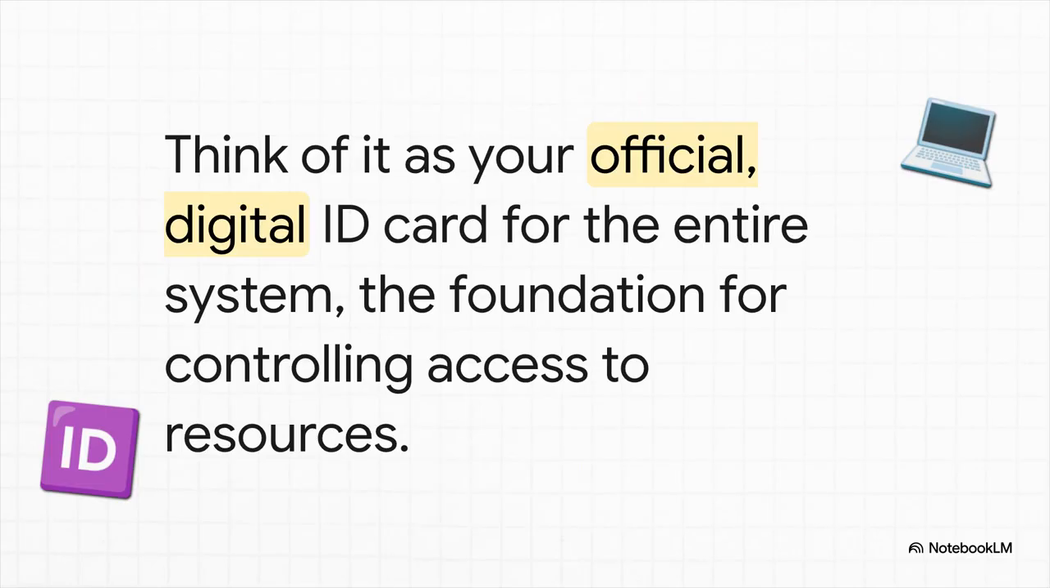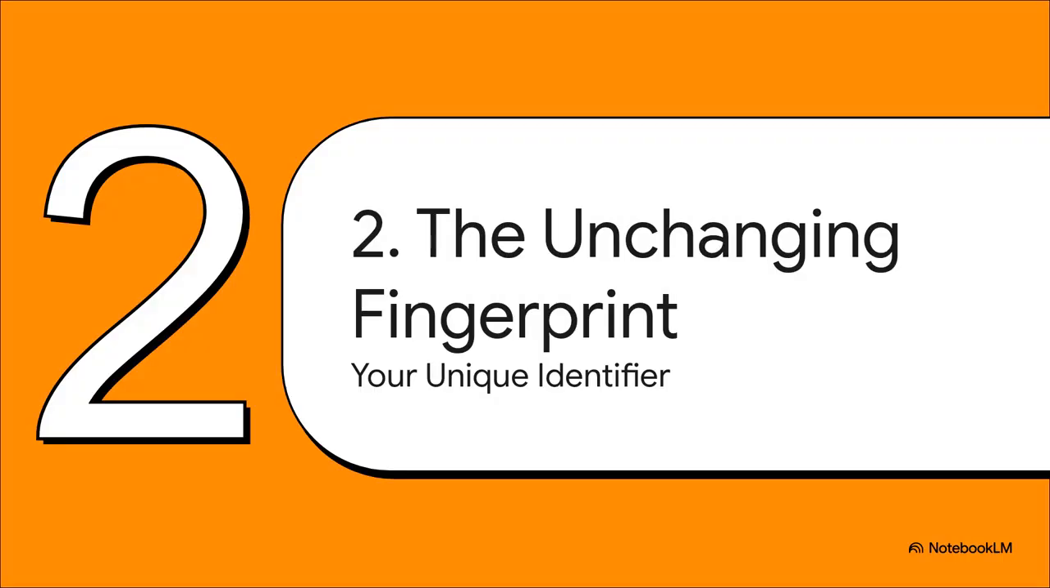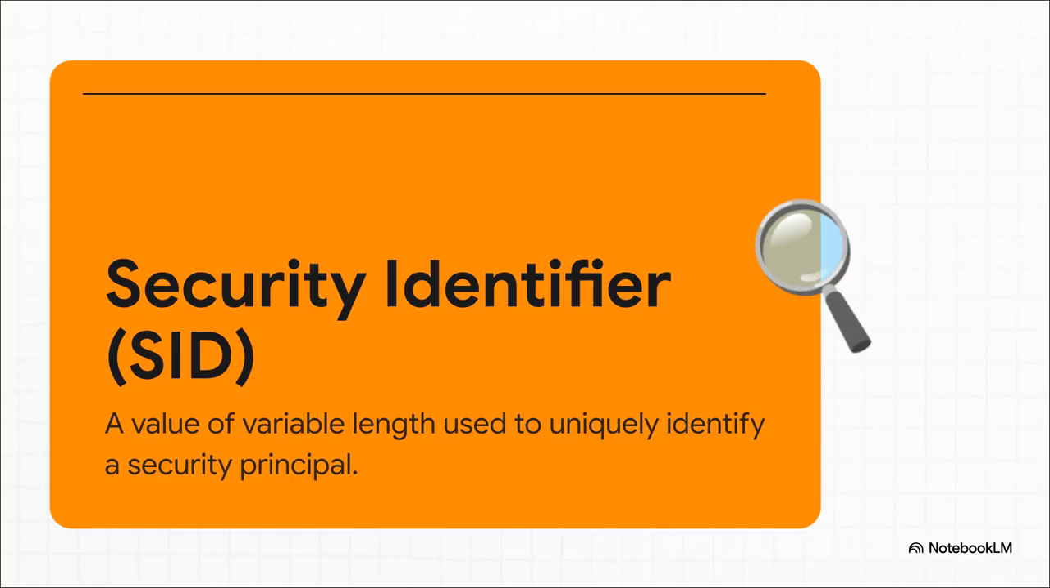So a really easy way to think of it is like this. Every single user, every computer, and every group gets issued its very own official digital ID card. This card is the foundation for absolutely everything that follows. But of course, every ID card needs a unique number on it, right? So if the security principal is your ID card, then that ID card needs a unique, unforgeable number. And in the digital world, that number is called a security identifier, or you'll usually just hear it called a SID.